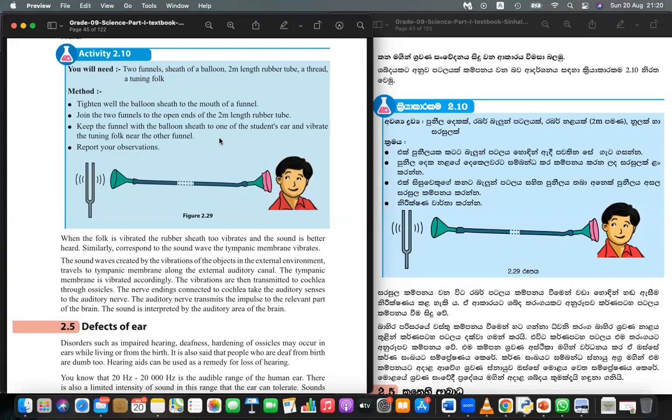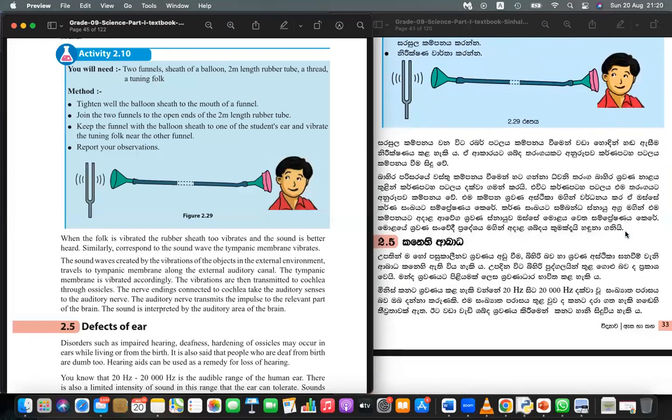And join the funnel with the balloon shell. Keep the funnel with the balloon shell to one student's ear. The other one you need to vibrate, the tuning fork, and keep it closer to the membrane. And then you have to observe it. When you vibrate, you can hear the sound there, because this vibration will be transferred and vibrate this membrane. That membrane will vibrate the air layer in this pipe, and that will vibrate the other membrane, and through that you can hear the sound.